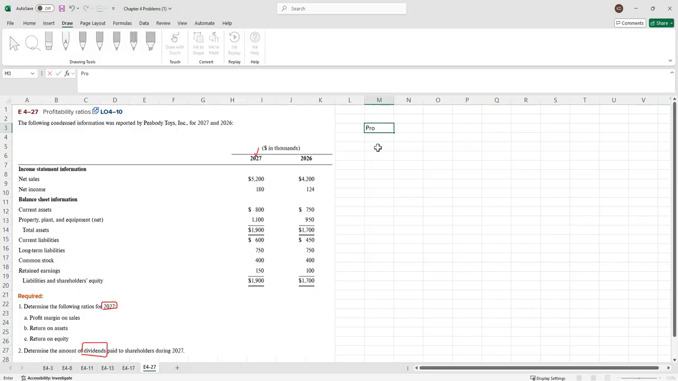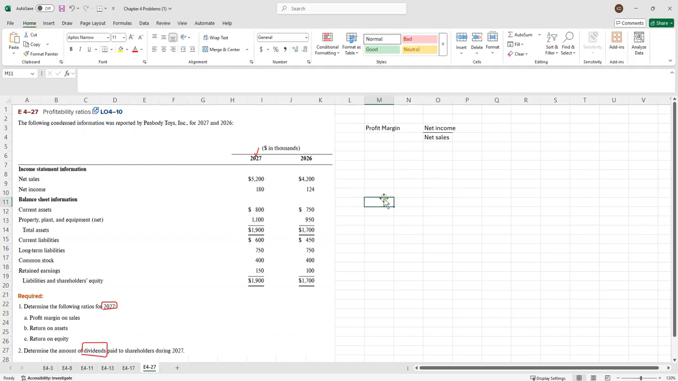Let's think about the equations, right? Profit margin is going to be essentially our net income over our net sales. Our return on assets is going to be our net income over average total assets. So average there, we're going to have to do a little bit of math, beginning plus ending divided by 2. And then generically, our return on equity, that's going to be our net income divided by, in this case, our average stockholders' equity. So that would be like both our common stock and retained earnings in there. Okay, so we can do this, nothing too bad on here.